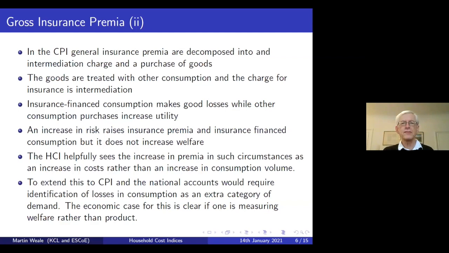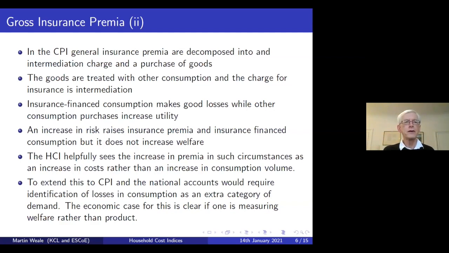It was something that was adopted in the late 1940s or early 1950s because it was thought helpful to treat insurance in the same way as banking, and that had the implications that I'm describing: the cost of insurance is seen just as the insurance margin, and any change in the riskiness that the insurance policy is protecting you from is seen as a volume change in consumption rather than a change in the cost of living.